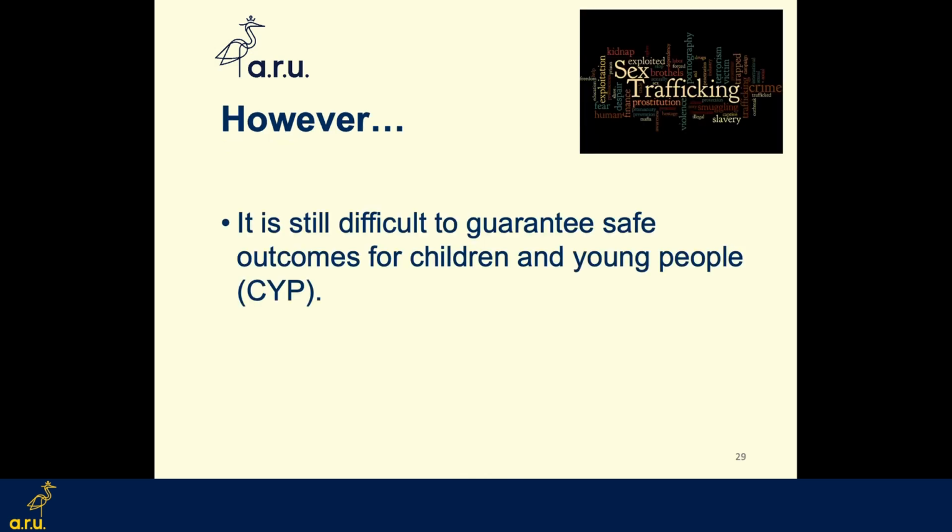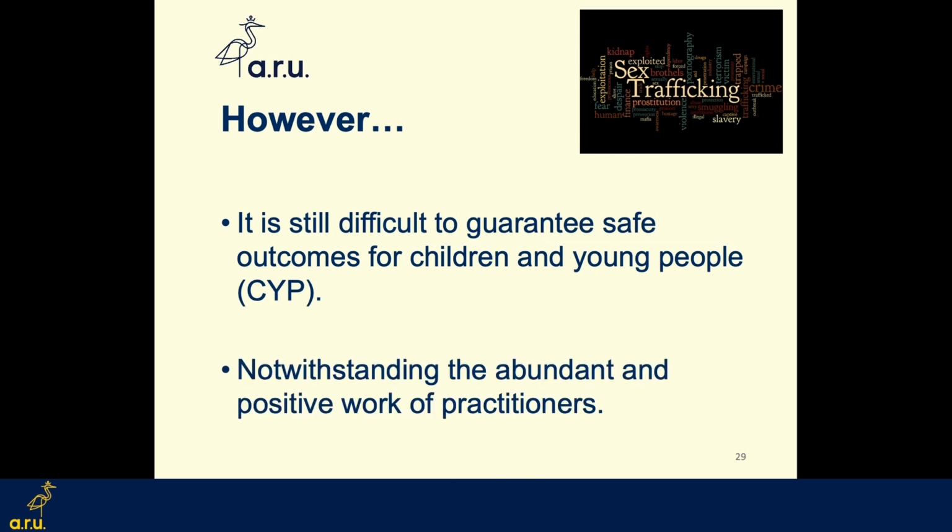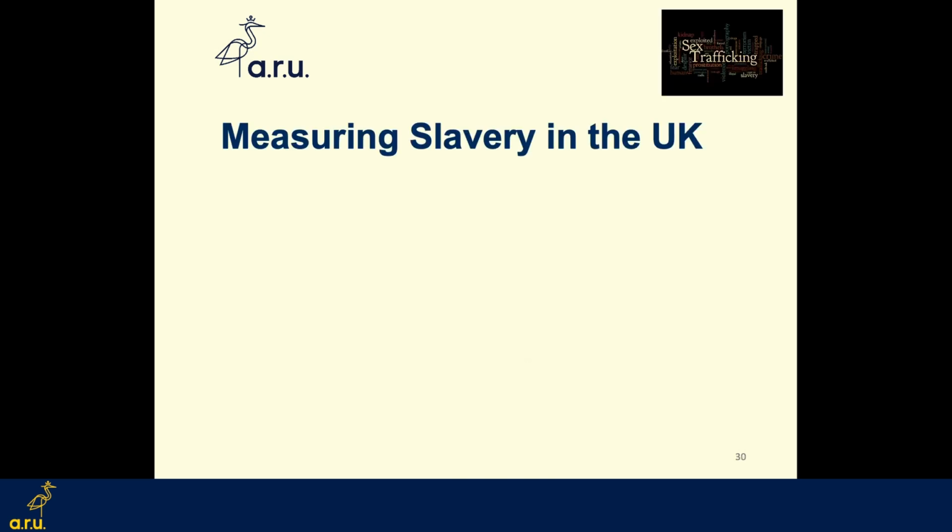So it's still difficult to guarantee safe outcomes for children and young people when it comes to child sex trafficking, notwithstanding the abundance of positive work of the practitioners involved with them. But I need to get my statistics from somewhere, right? If I'm banging on about this, I need to actually quantify this in a way.